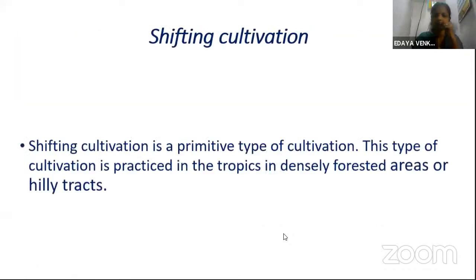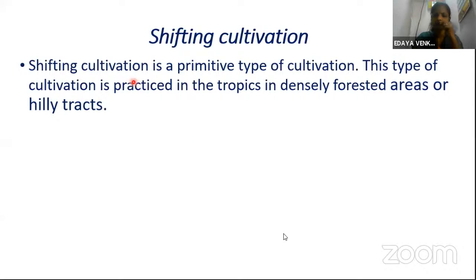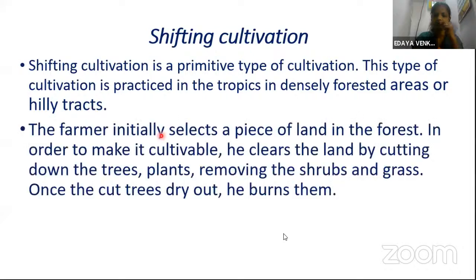Shifting cultivation in detail. Shifting cultivation is a primitive type of cultivation, means old type. This type of cultivation is practiced in the tropics in densely forested areas or in hilly tracts. The farmer initially selects a piece of land in the forest. In order to make it cultivable, he makes the land perfect for cultivation. He clears the land by cutting down the trees, plants, and removing the shrubs and grass. Once the trees are cut, they dry out, and they burn them.